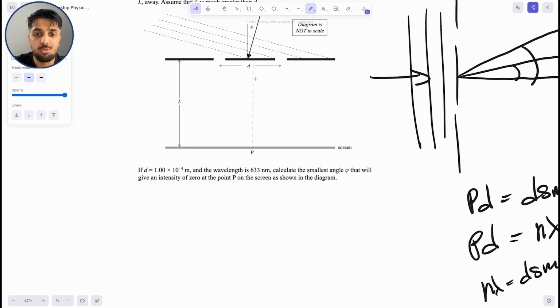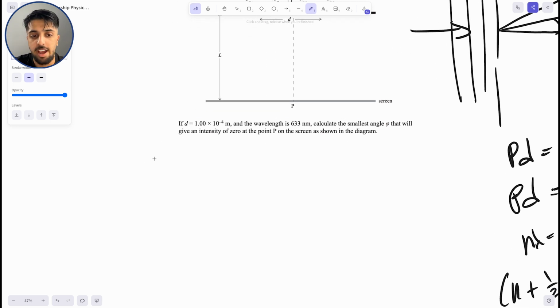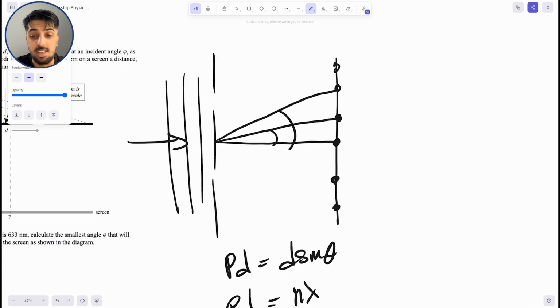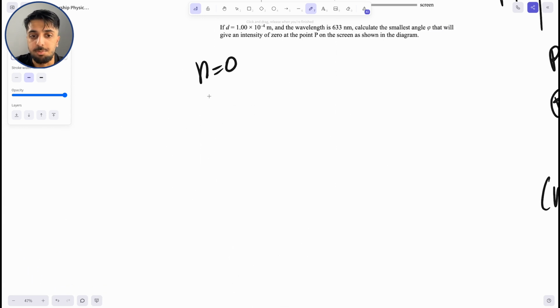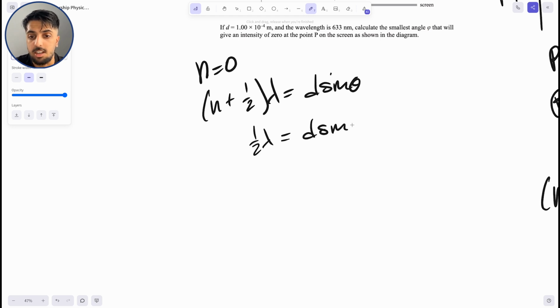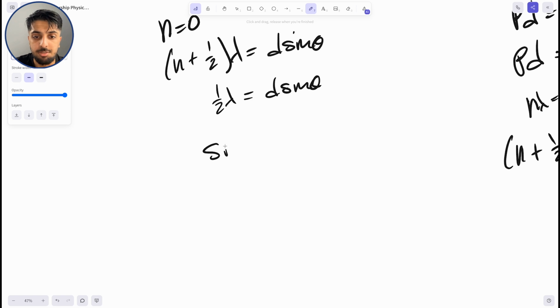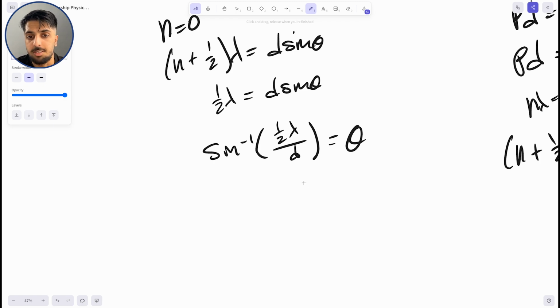So we want to find point P, and we can see point P is in the middle, and so that is where our n is equal to 0, right? That's the same situation here where our 0 order, right? So if we have our equation that we just made before, if n is equal to 0, then we have half lambda is equal to d sine theta, and therefore the inverse sine of half lambda all over d is equal to our theta.